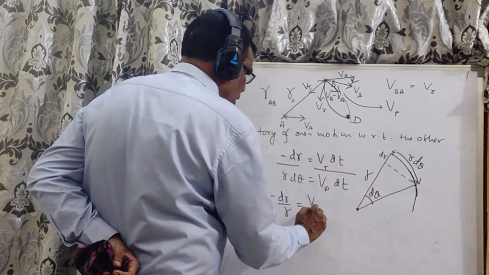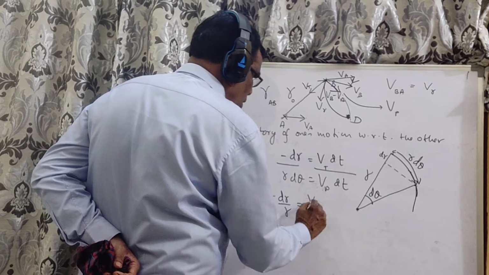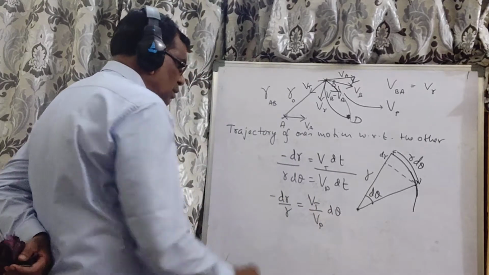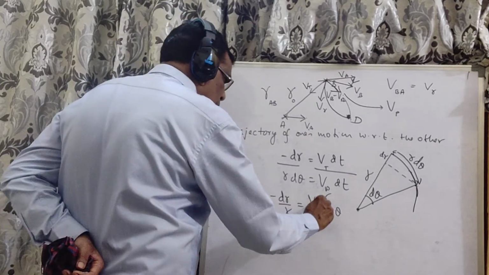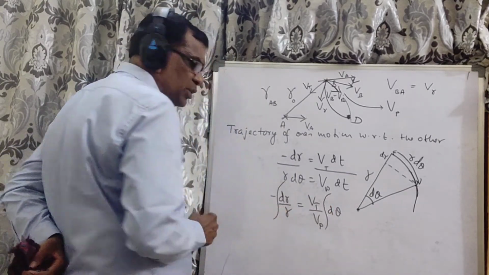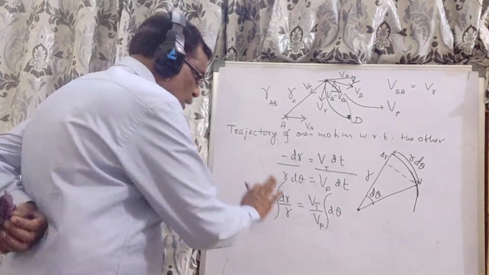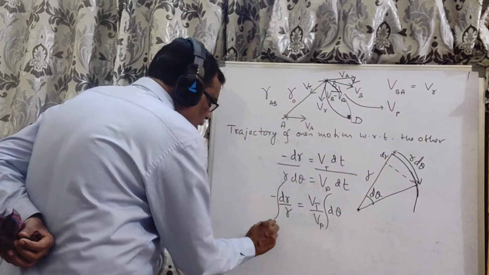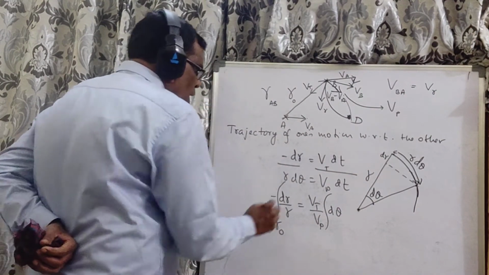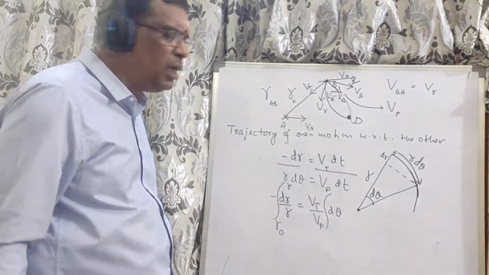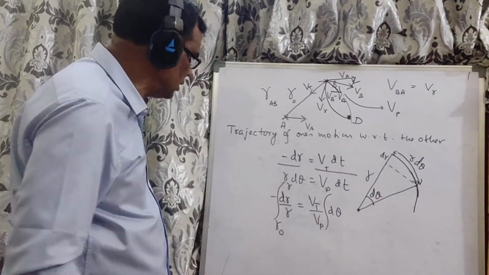Minus dr by r. You know, these are all constant speeds. Therefore, you can directly integrate these two. Of course, you have to have an idea of integration. That's how I am proceeding. What is the initial distance? What is any general distance? That could be 0 also eventually. But what is the general distance?